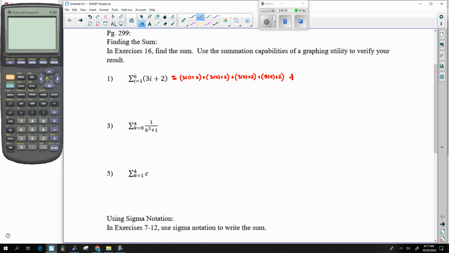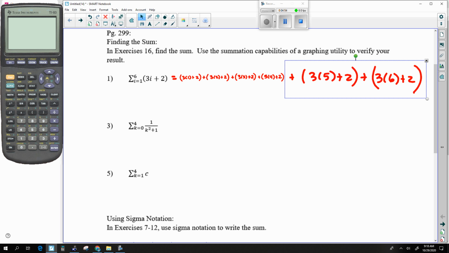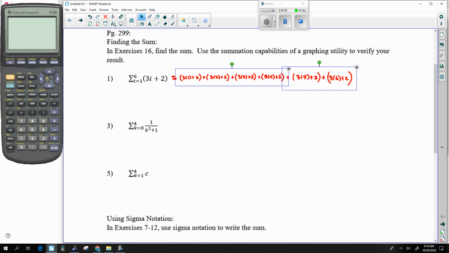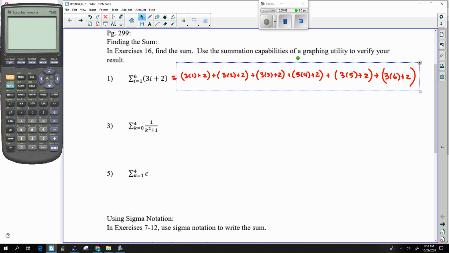All right, plus 3 times 5 plus 2. Plus 3 times 6 plus 2. And that would be it, because that is that top number. So that's where this summation would technically stop right there. So this is our summation.